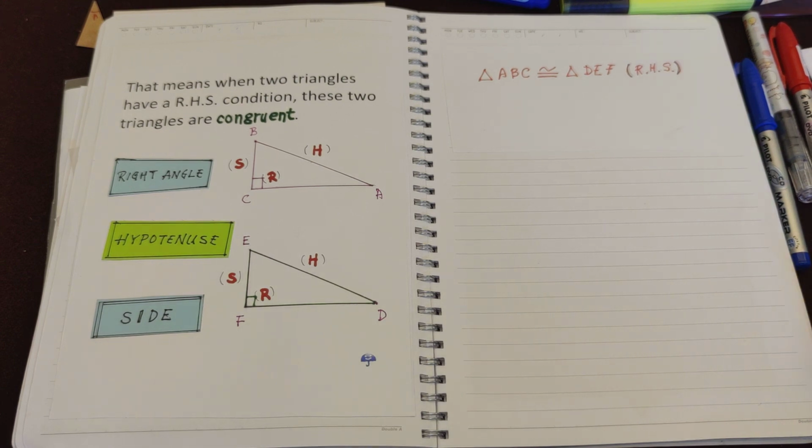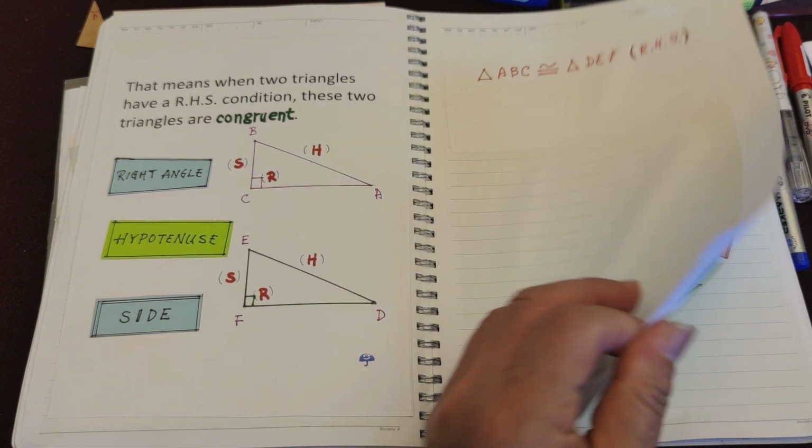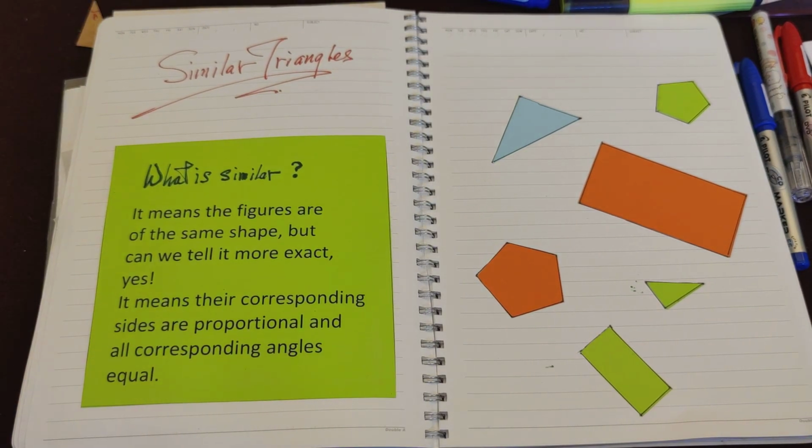Now we come to the very last topic. We will discuss similarity. Here, what is similar? It means two figures are of the same shape. But can we say it more exactly? Yes. It means that their corresponding sides are proportional and all their angles are equal, if they have any.